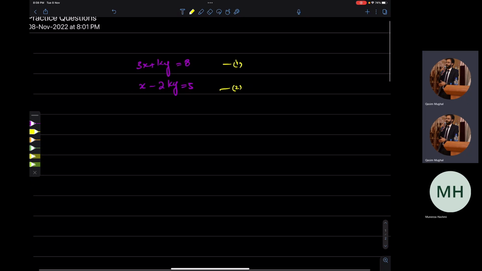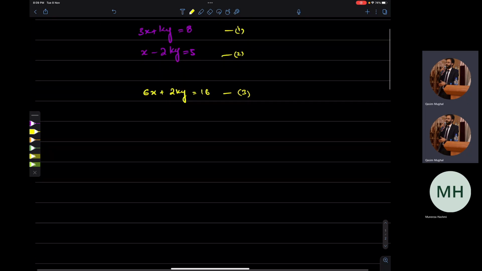और हमने क्योंकि x की वैल्यू को शो करना है कि वो 3 के बराबर है, जो पार्ट ए है, सो वी विल बी एलिमिनेटिंग y. So in order to eliminate y, we have minus 2 coefficient here, we need plus 2 over here. So I'll be multiplying equation 1 with the 2. तो वो आ जाएगा आपके पास 6x plus 2ky equals to 16. ये आपके पास equation 3 आ गया.